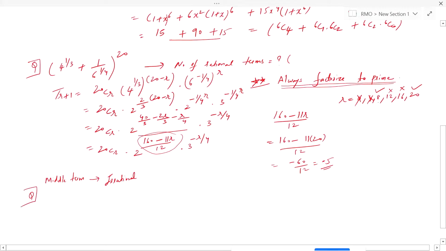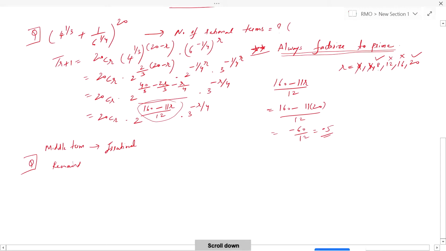Okay, so try this one. Find out the remainder. One minute, there's less space here, so okay, let's do it over here. So the remainder when 15 raised to 23 plus 23 raised to 23 is divided by 19.